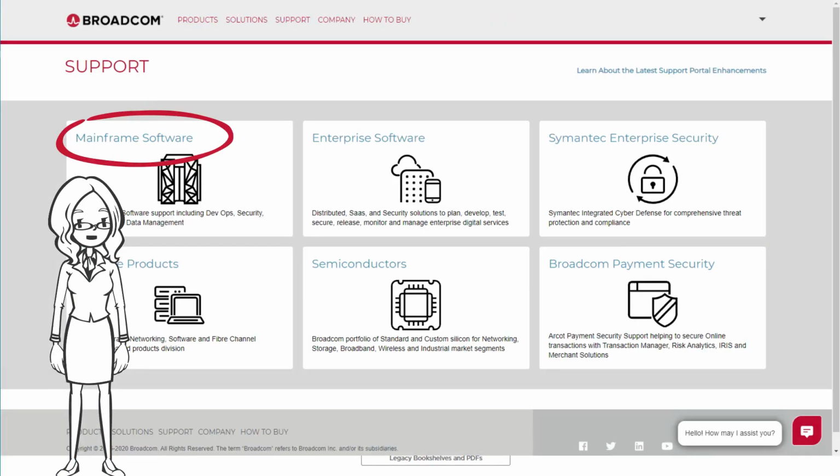For more detailed information about CA Mainframe Operational Intelligence, visit broadcom.com and access the product documentation, support, or communities.